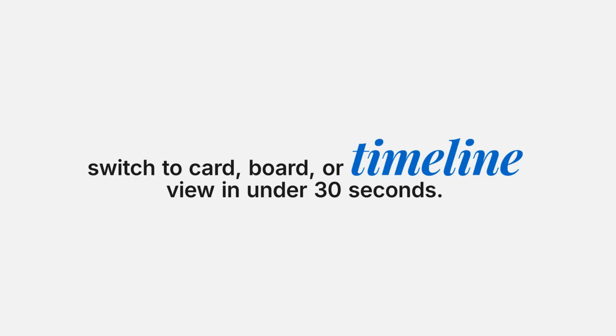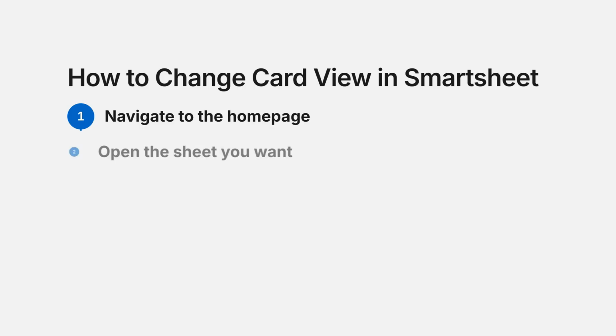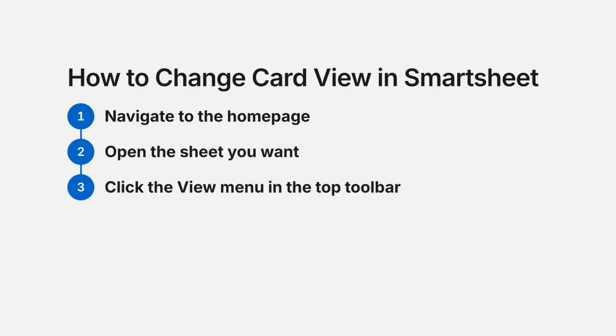Are you tired of staring at a boring grid in Smartsheet? Learn how to switch to card, board, or timeline view in under 30 seconds. First, I'll show you how to open your sheet and find the View menu. Then, we'll explore each view option step by step.